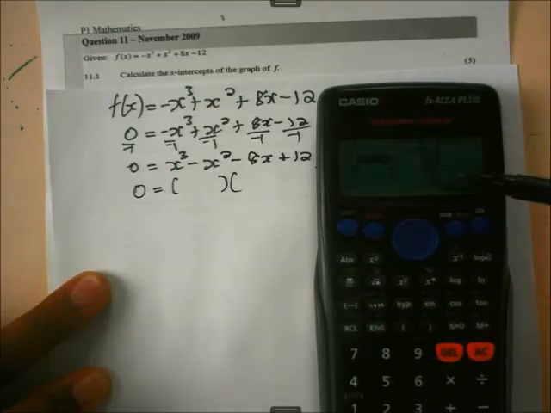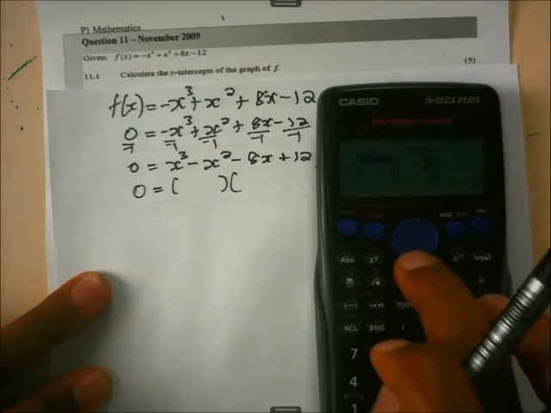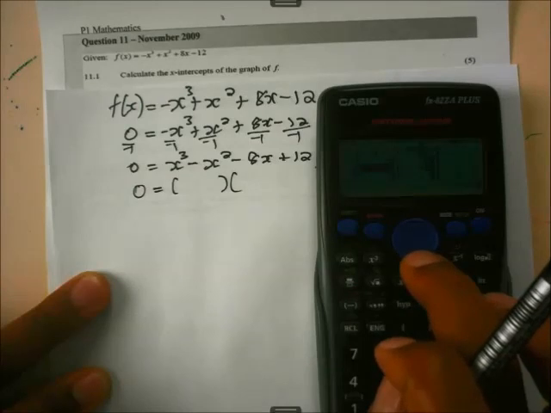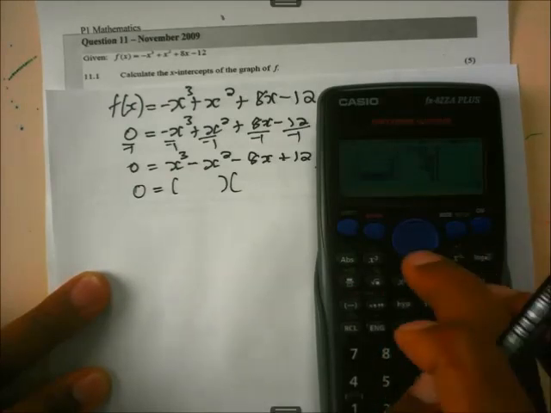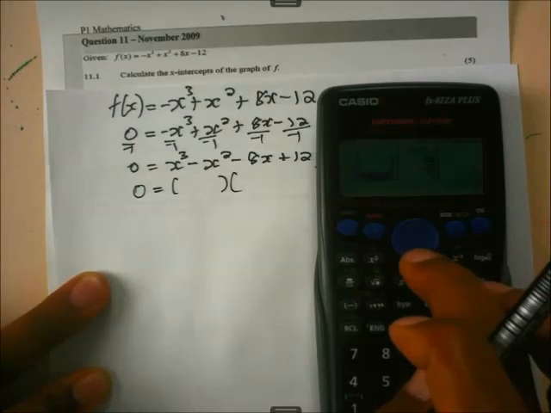Now, what is important is I must find 0 at f at x. If I find the 0 on this side, then I know that that value, when I substitute it in the equation, gives me a 0. Minus 5 gives minus 38, not 0. Minus 4 gives minus 36, not 0. Minus 3, it gives me a 0.